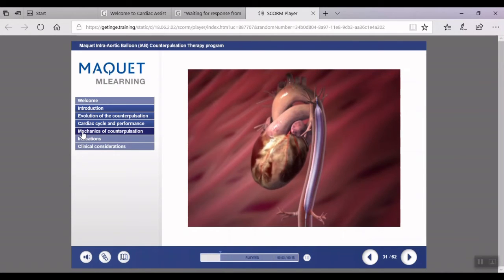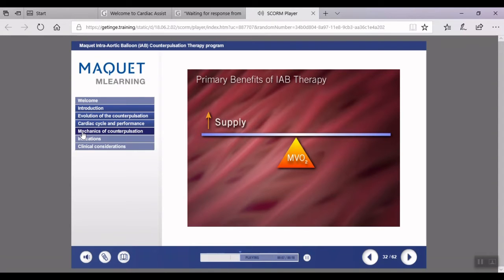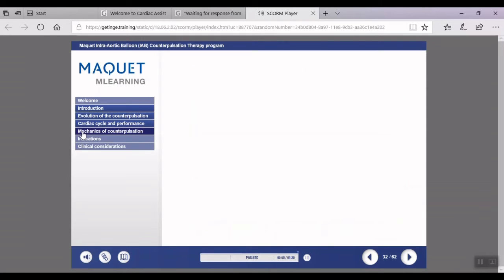Inflation and deflation of the intra-aortic balloon have a number of primary, secondary, and systemic effects. These parameters should be regularly evaluated to assess the effectiveness of therapy. As previously noted, there are two primary benefits of counterpulsation: increased myocardial oxygen supply with balloon inflation, and decreased oxygen demand with balloon deflation. These benefits are based on volume displacement.